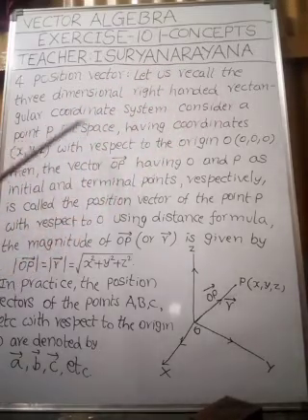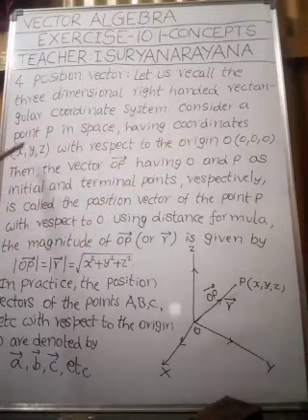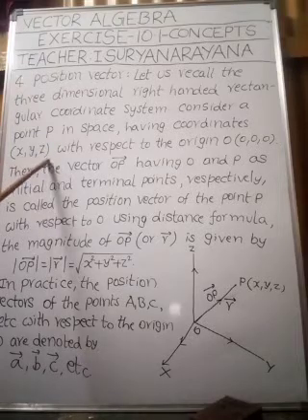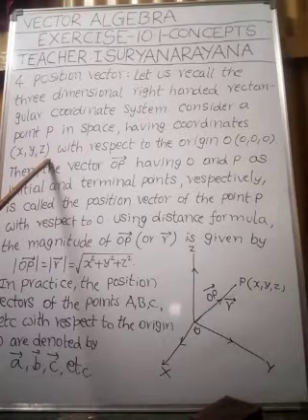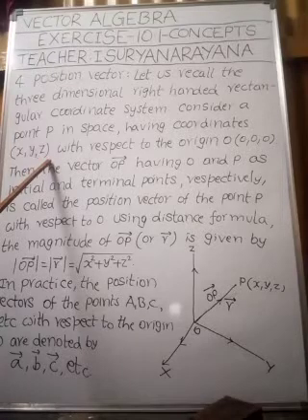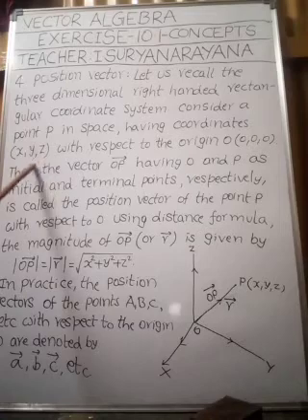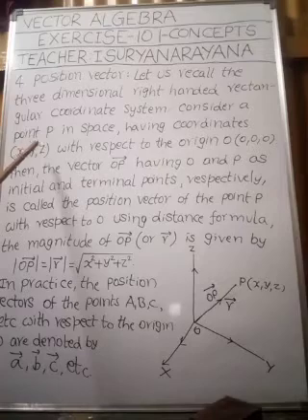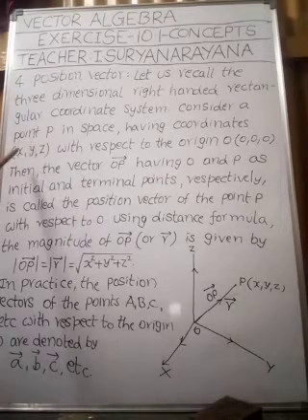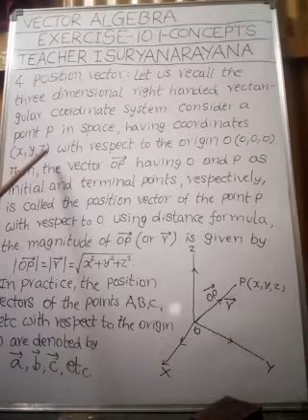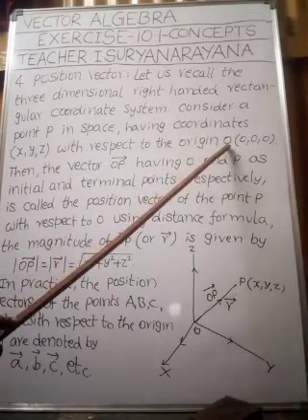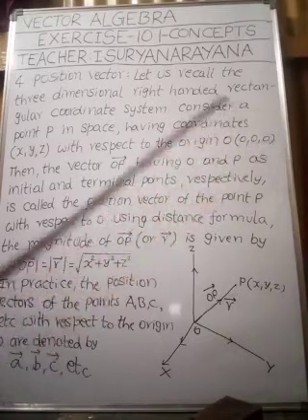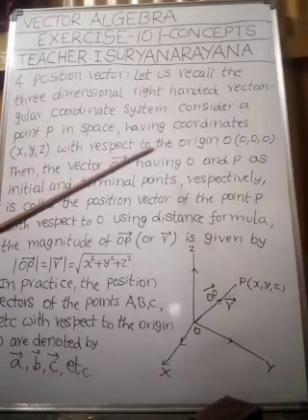Consider a point P in space having coordinates ordered triplet x comma y comma z. Okay, my dear children, how do you read this notation? Ordered triplet, ordered triad. Yes, not ordered pair. Here three numbers are there. That is why it is called ordered triplet or ordered triad. So ordered triplet x comma y comma z with respect to the origin O, 0 comma 0 comma 0, ordered triplet 0 comma 0 comma 0. Okay, my dear children, do you remember these points?